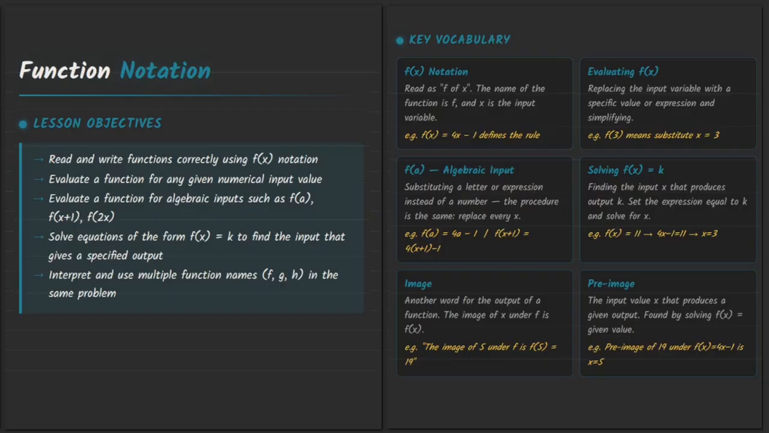In this lesson, we are looking at functional notation. By the end of this lesson, you should be able to read and write functions correctly using f of x notation. You should be able to evaluate a function for any given numerical input value. You should be able to evaluate a function for algebraic inputs such as f of a, f of x plus 1, and even f of 2x. You should also be able to solve equations in the form of f of x equals k to find the input that gives a specific output.